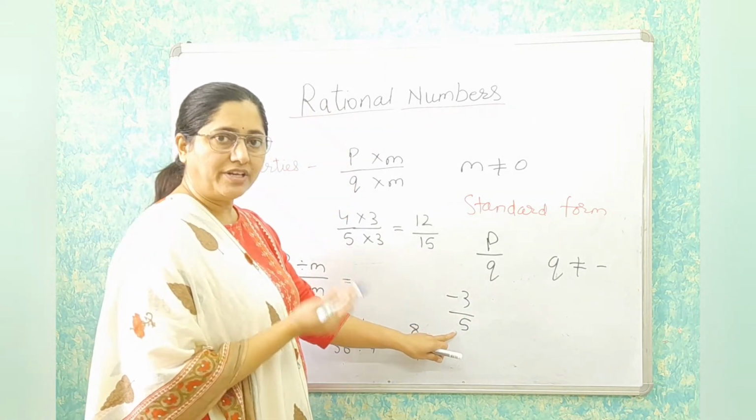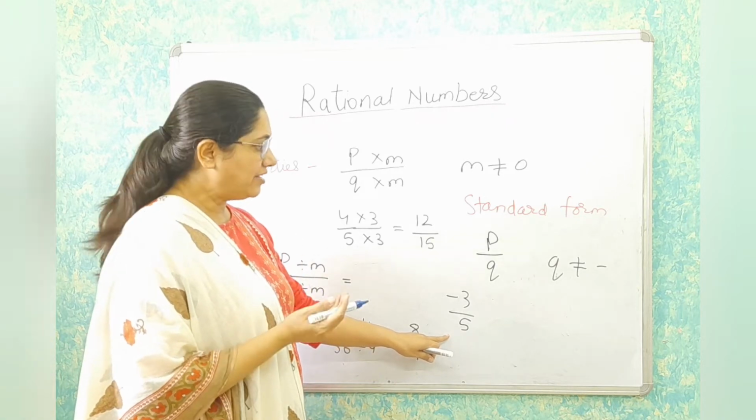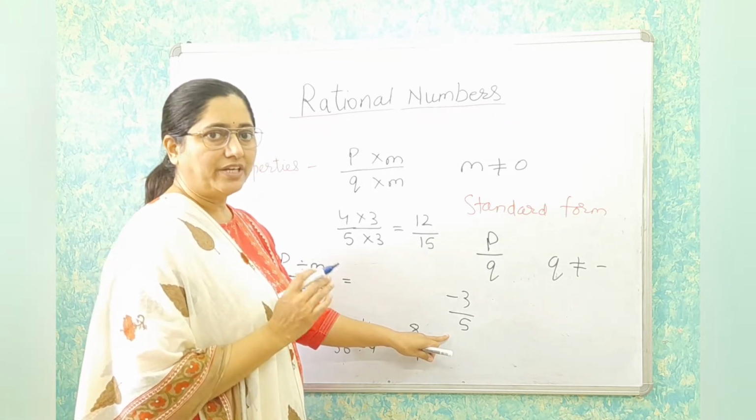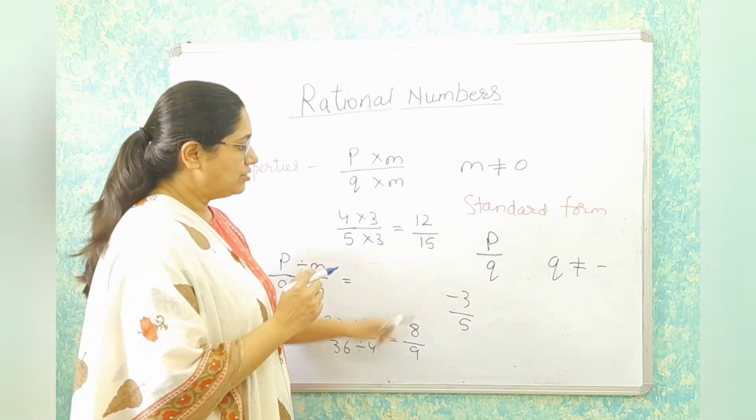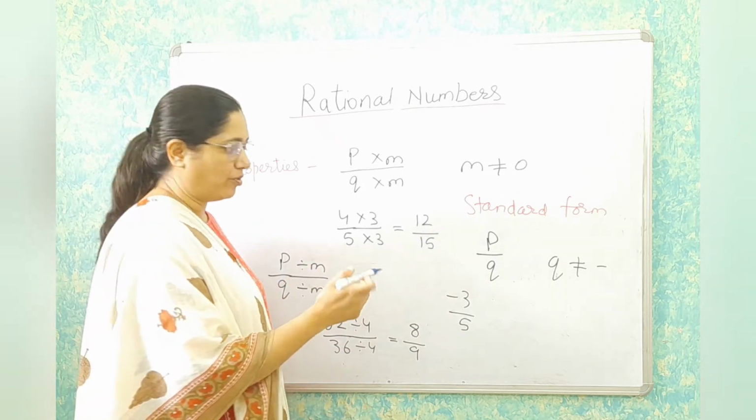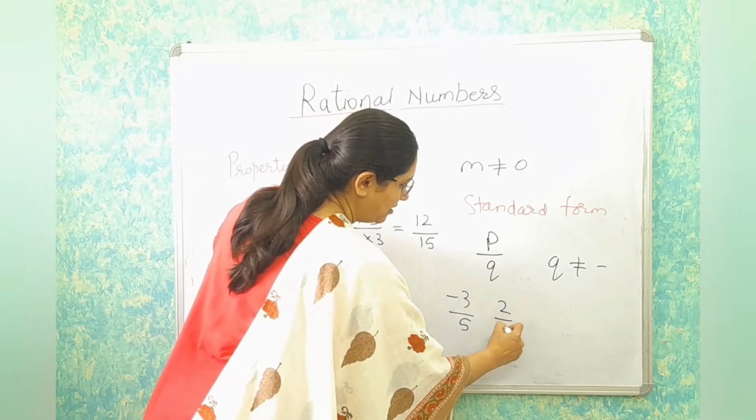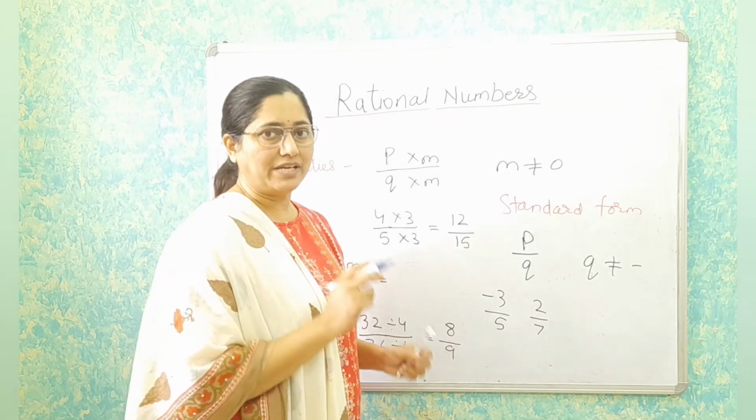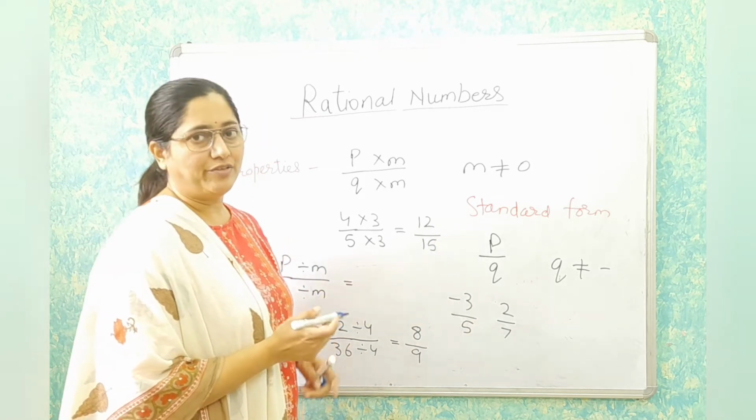5 is not a negative integer, so it is in standard form. And the second condition is also fulfilled, that there is no common divisor which can divide 3 and 5 both. So minus 3 upon 5 is a rational number which is in standard form. We can get many more examples like 2 upon 7. There is no common divisor other than 1. So again 2 upon 7 is in standard form.